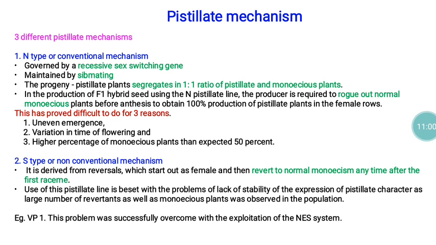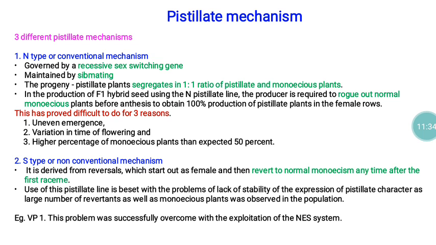So we have to rogue out those plants. 50% of the plants we have to rogue out. So the same thing is there. So that is the N-type mechanism. Here the problems are uneven emergence, variations in time of flowering, and a high percentage of monoecious plants, all of which will be expected. But what is expected in the female rows is that the plants should produce only the pistillate class. Here, though, chances are there for the occurrence of monoecious plants, so we have to do that roguing.